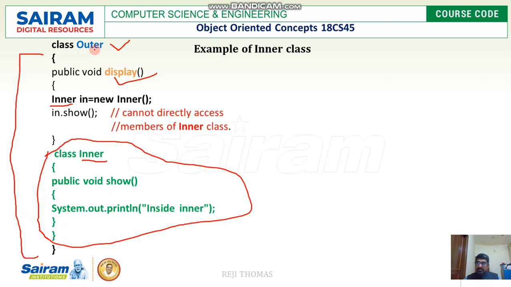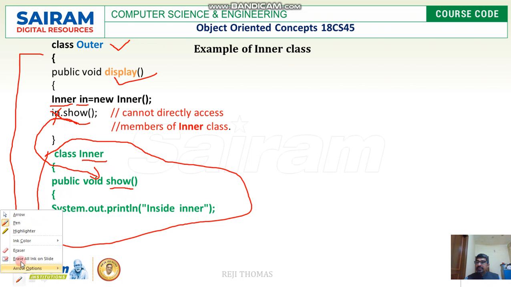Inside the outer class, a method called display is going to access a member which belongs to the inner class. But what did I say? The outer class cannot access the member of the inner class directly without creating an object. So we have created an object called in. Using this in, we are going to access it. So in dot show is going to invoke this method. We cannot write this directly without in, which is going to throw an error. So we cannot directly access a member of the inner class. Please remember it.